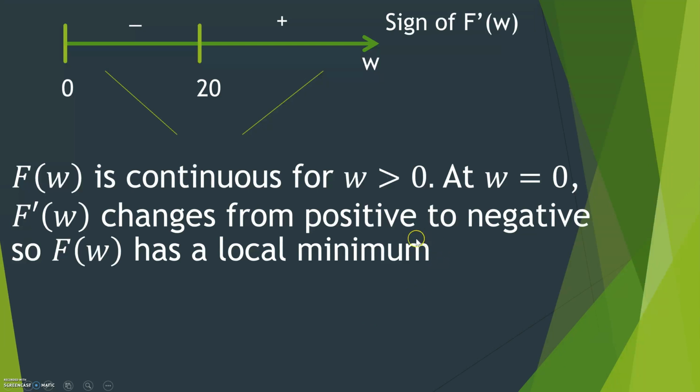Now careful, this sounds like it's done, but it's not. f prime of w changes from positive to negative at 0. So f has a local minimum when w equals 0. Oh my gosh, huge mistake. This should be w equals 20. I must have mistyped this. At w equals 20, f prime changes from positive to negative. I don't know how I wrote 0. Oh well, I hope you'll forgive me for that.